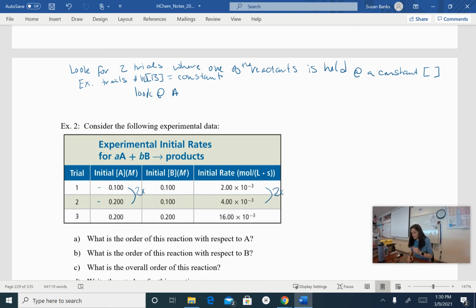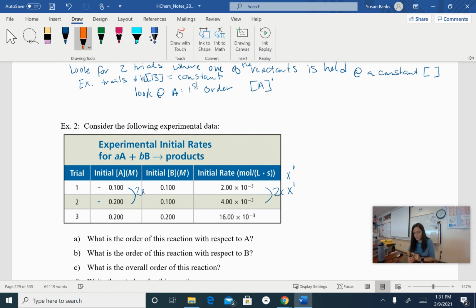So then I have to look and see, is this an x to the 0 where it's constant? No. Is this an x to the first where it goes up the same way? It's linear? Yes. This is a linear relationship. So I know the rate with respect to A is first order. So when I write the rate law, my exponent for A is going to be 1. Okay? Let's look at B now.